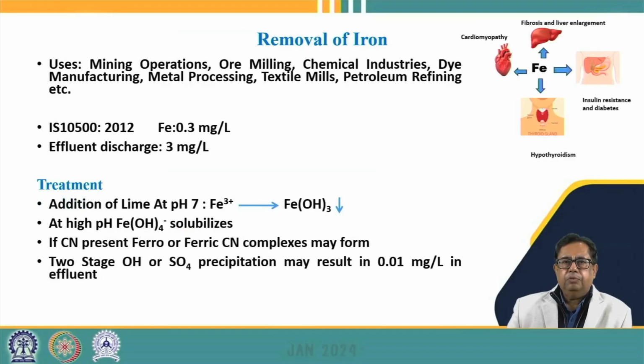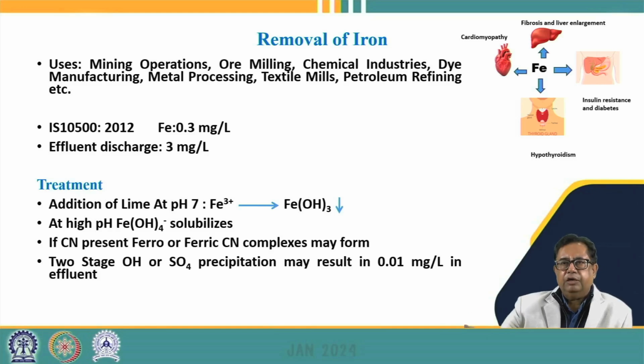Iron can also come into the environment because of different industrial uses, for example, from mining operations, ore milling, chemical industries, dye manufacturing, metal processing, textile mills, and petroleum refining. So there can be a number of industries through which iron can come into the environment.